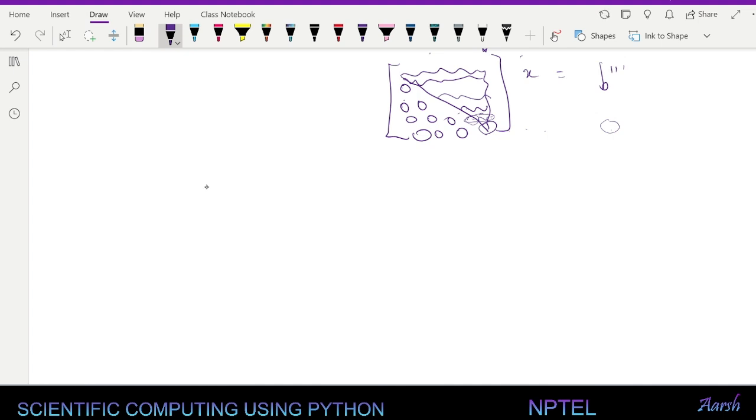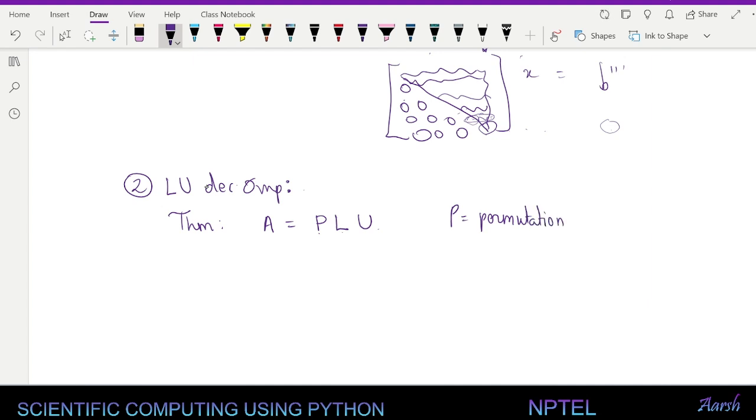Another thing you can do is the so-called LU decomposition. The theorem is that any matrix can be decomposed into a product of three matrices P, L, and U. P is for permutation, and it looks something like this: 0, 0, 0, and one entry is 1, and this will be somewhere else, and so on. But in every column you have one and only one entry which is 1, and all others are 0. Same with each row. So that's the permutation matrix.